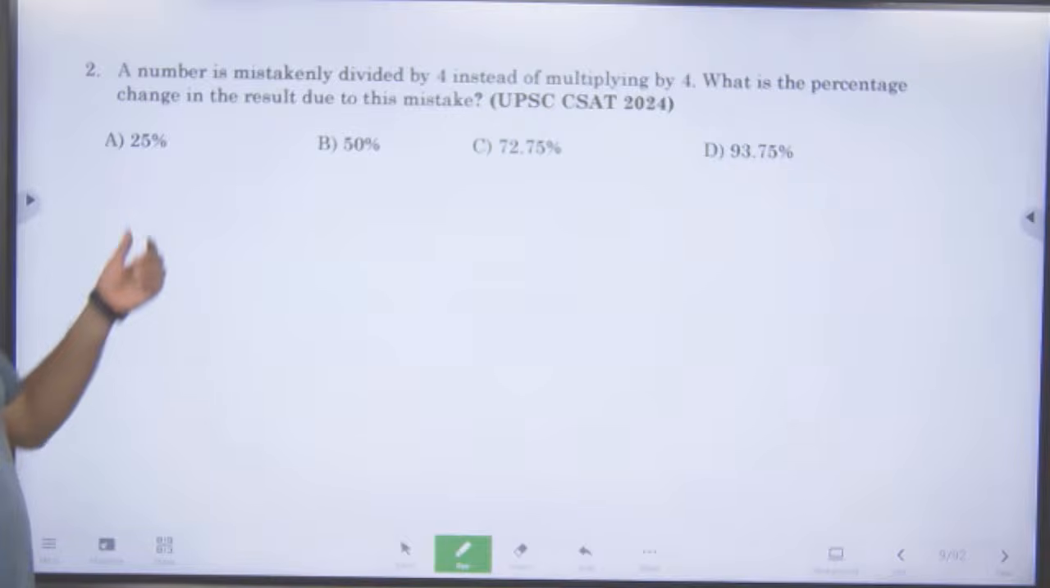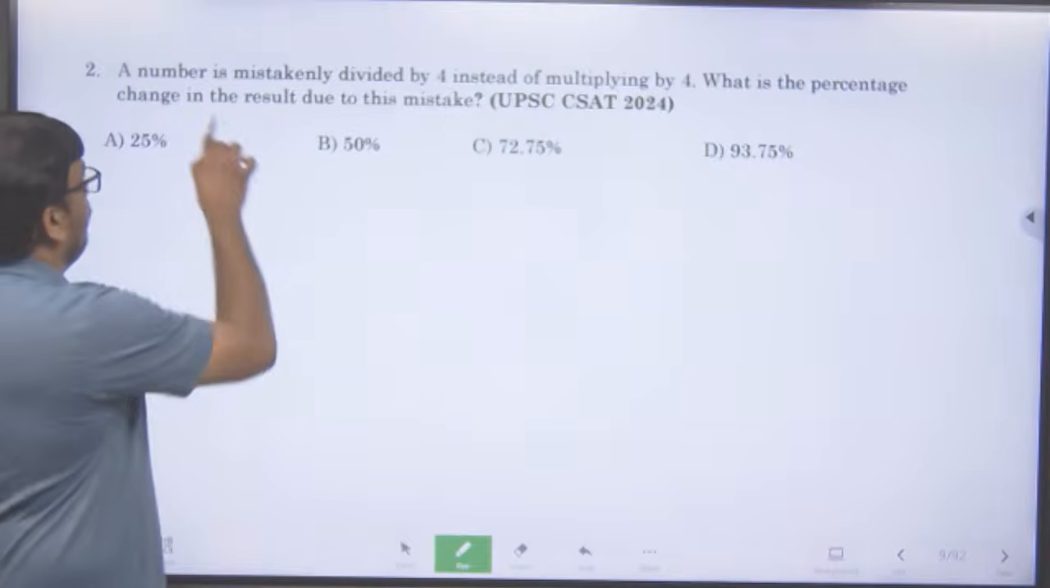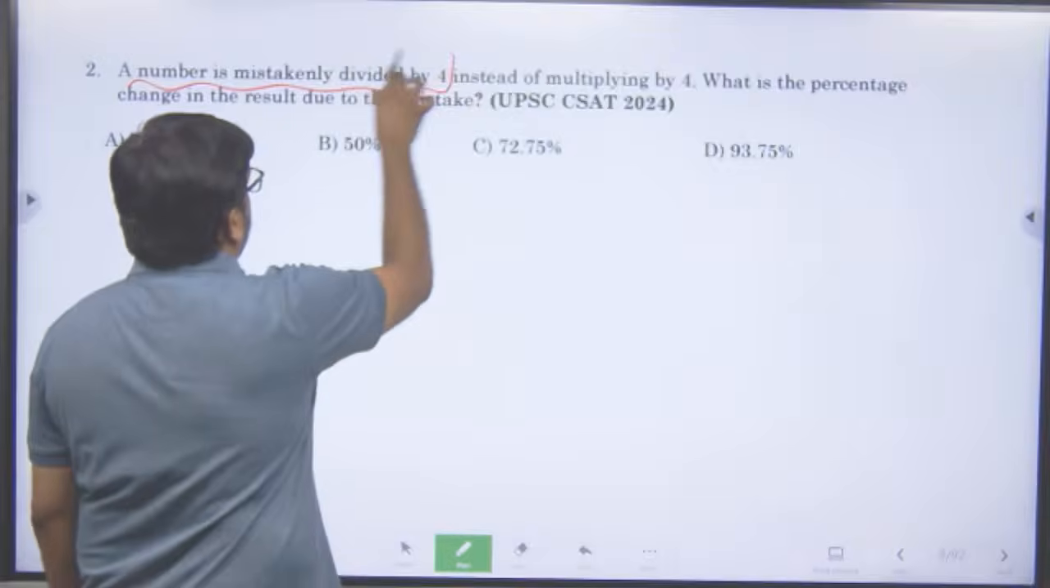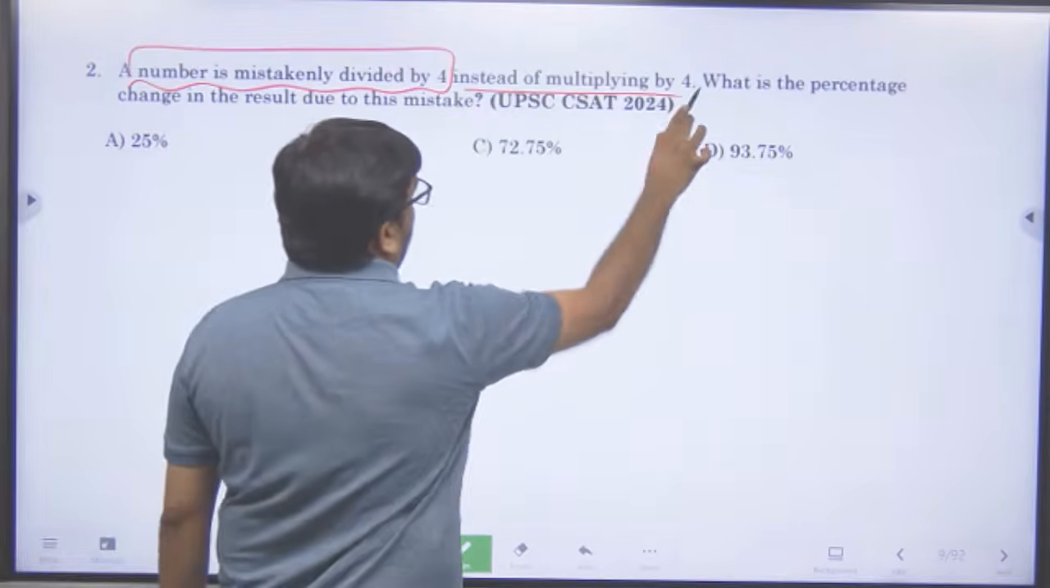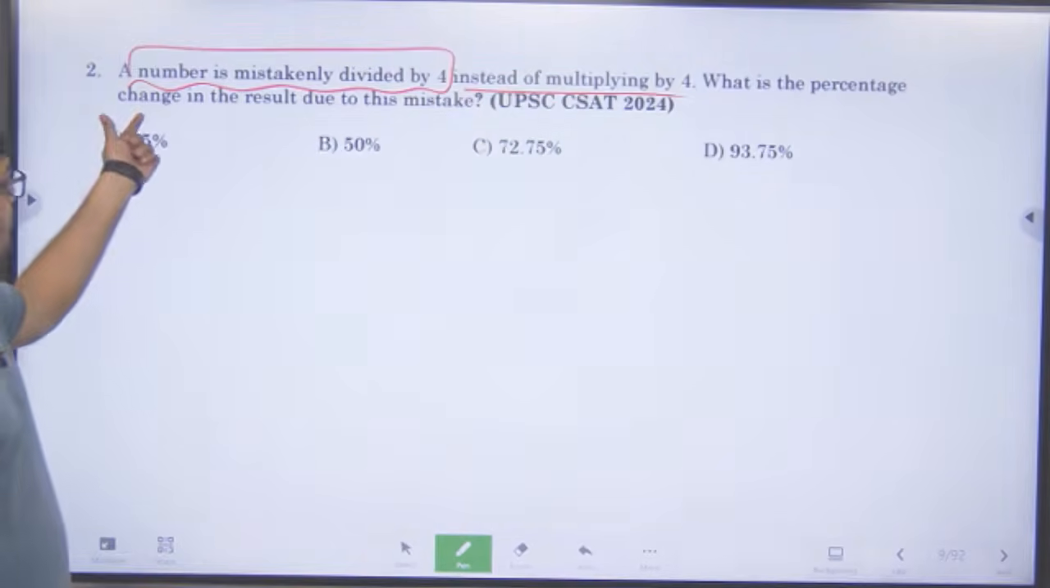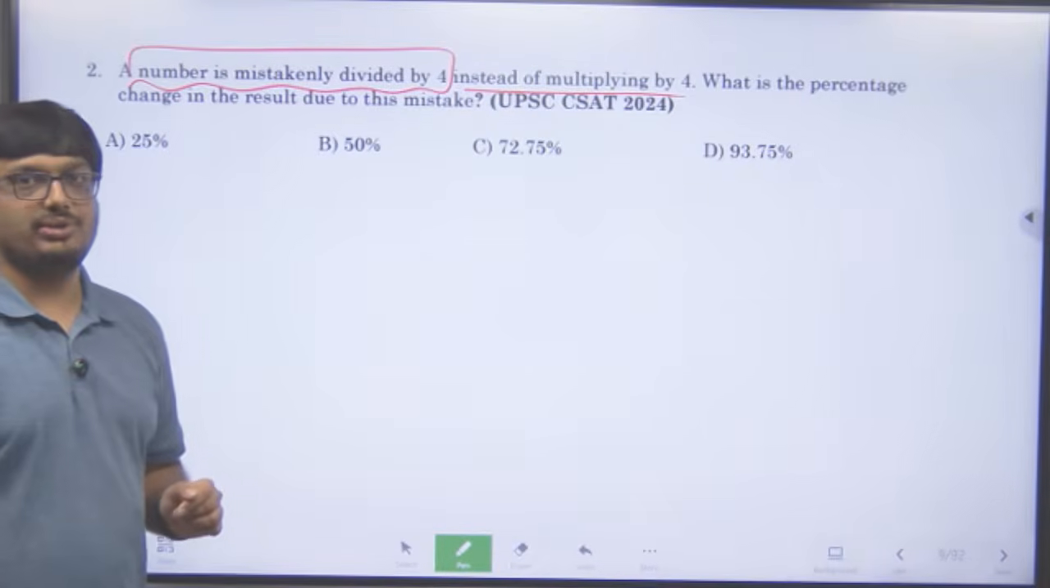A number is mistakenly divided by 4 instead of multiplying by 4. What is the percentage change in the result due to the mistake?